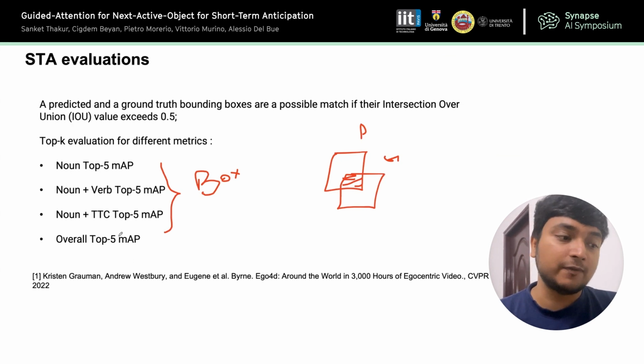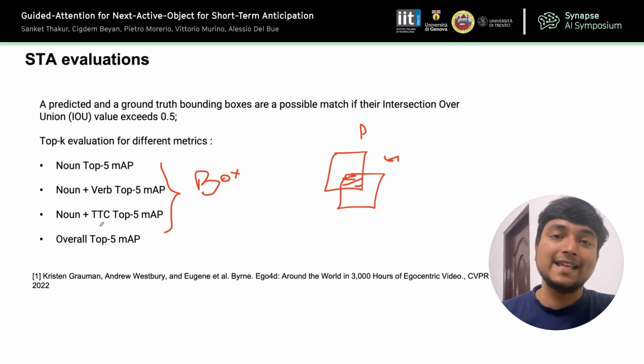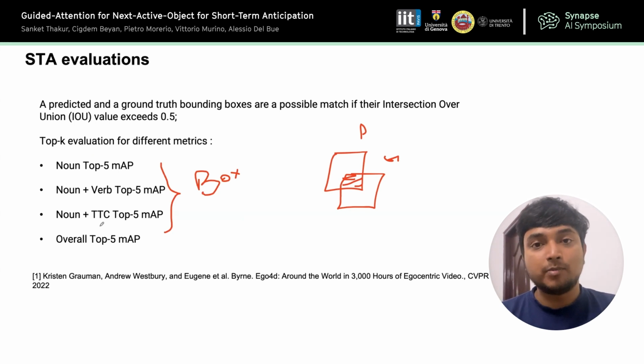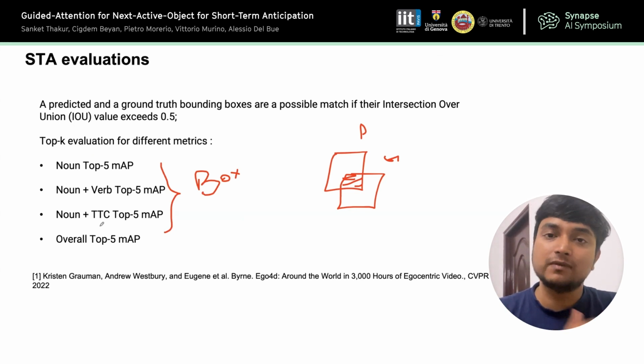Also, one more thing, for a TTC to be accurate, the absolute difference between the predicted TTC and the ground truth TTC has to be less than or equal to 0.25. For example, if the ground truth TTC value is 1 second, the range within which our model can predict to be a true positive is 0.75 seconds to 1.25 seconds, because the absolute difference for these two values will be less than or equal to 0.25 seconds.